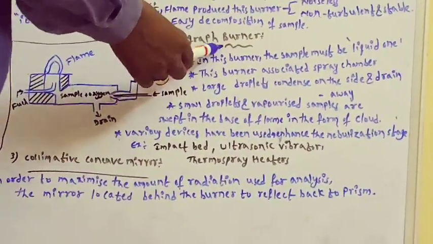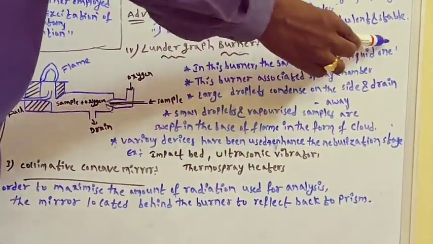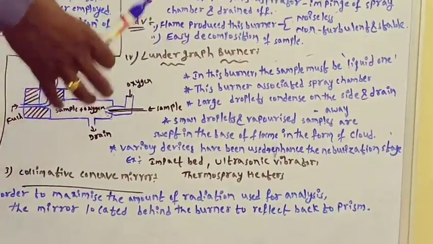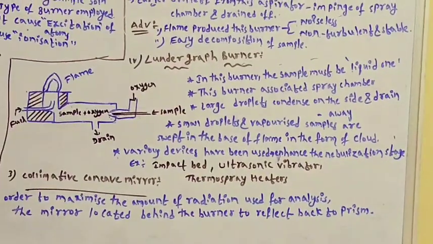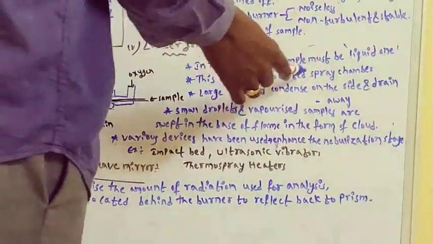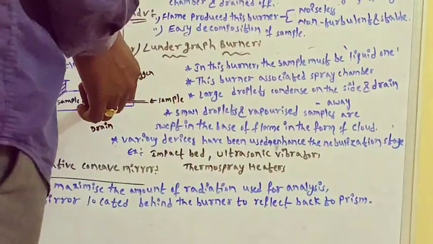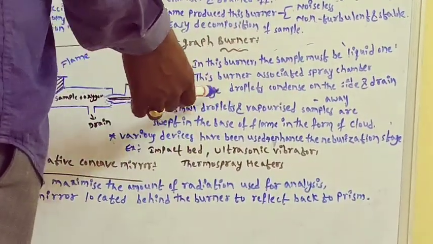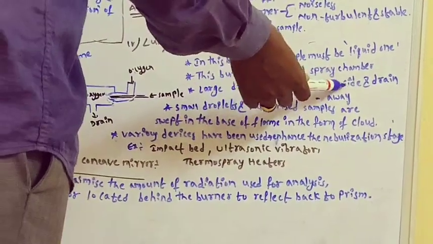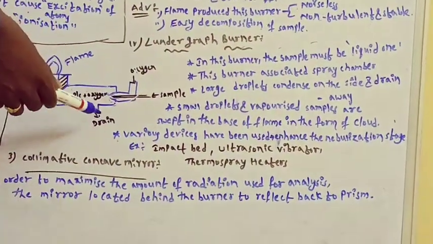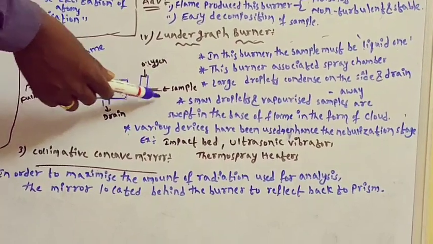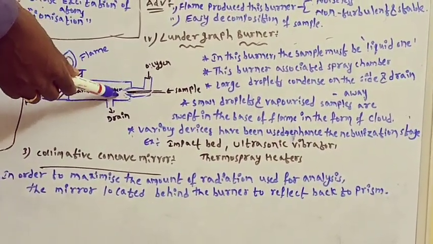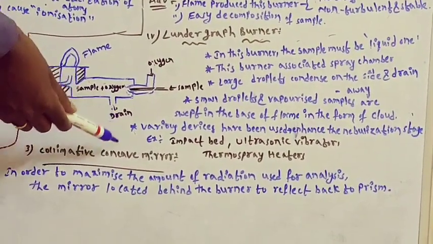Then we can see the working of this burner. The sample must be liquid. If the sample is liquid only, then we can use laminar flow burner. Solid samples and gaseous samples cannot be analyzed. This burner is associated with a spray chamber. Large droplets condense on the side and run away. By this way sample is entered, and after entering, large droplets are condensed and drained away by this way.